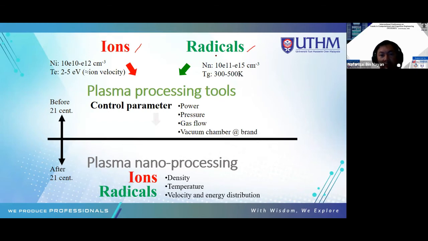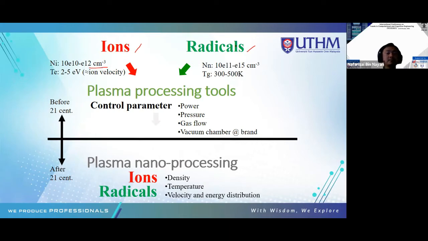So we can understand, a radical has no ion, right? It's not in an ionized state, it's a neutral state, so we call it a radical. So we can understand what is the density of ion and what is the density of radical. This is the typical value, which is like 10 to the power of 10 to 10 to the power of 12.